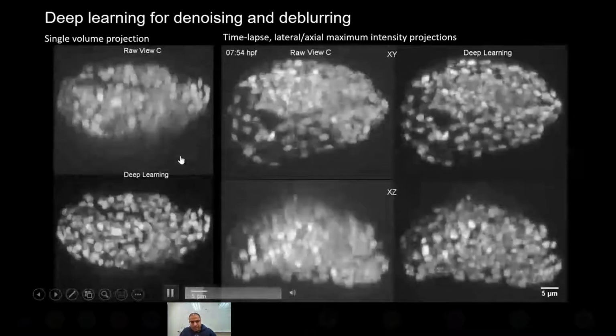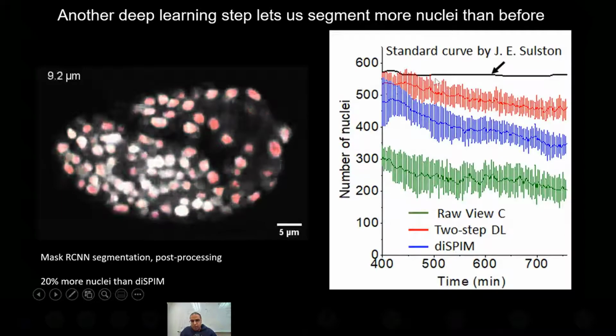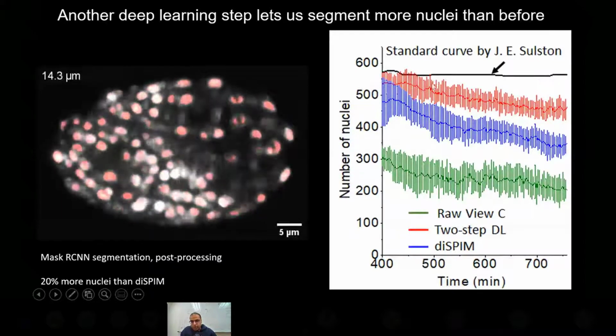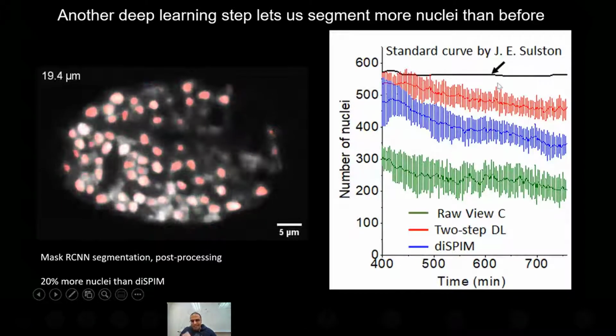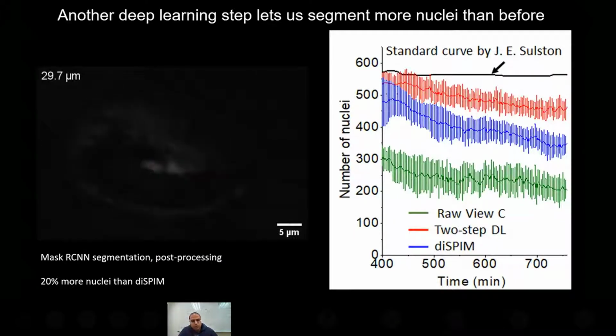One advantage of C. elegans is that we know where we are. So in the 1980s, John Sulston got a Nobel Prize essentially for scoring all of these nuclei. So the number of nuclei is exactly known across time. And so we can ask how well we are actually doing.